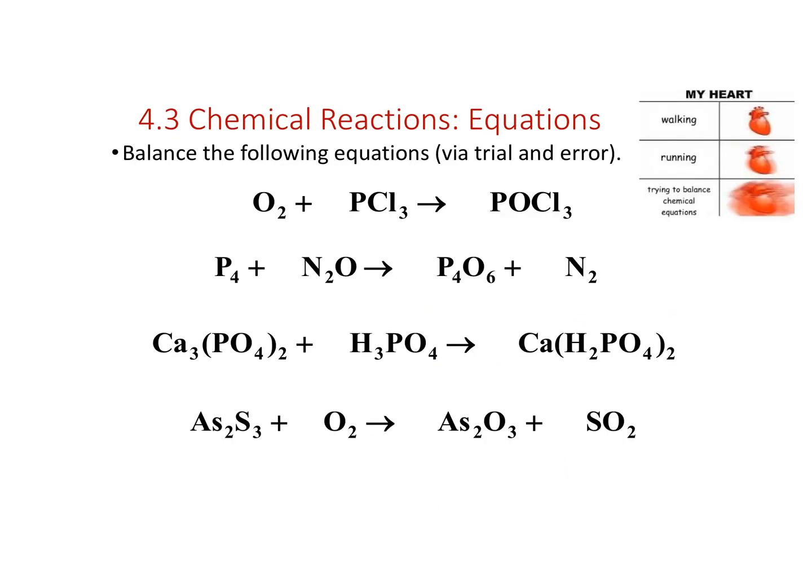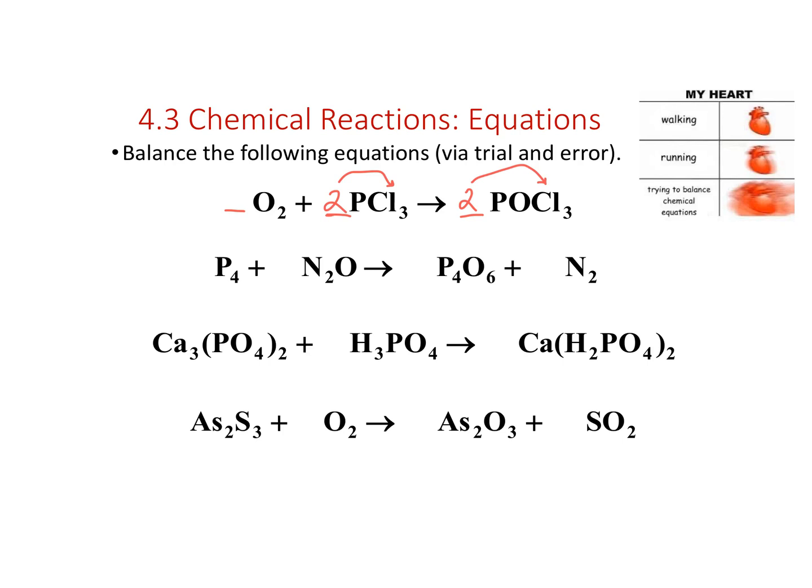So here are some sample reactions for you guys to try balancing. We've got oxygen with phosphorus trichloride. So if we look at this reaction, on the left, I have 2 oxygens. On the right, I have 1 oxygen. So I must multiply that by 2. That would give me 2 phosphorus. So that must mean I need 2 phosphorus here. And check my chlorine. 2 times 3 is 6. 2 times 3 is 6.